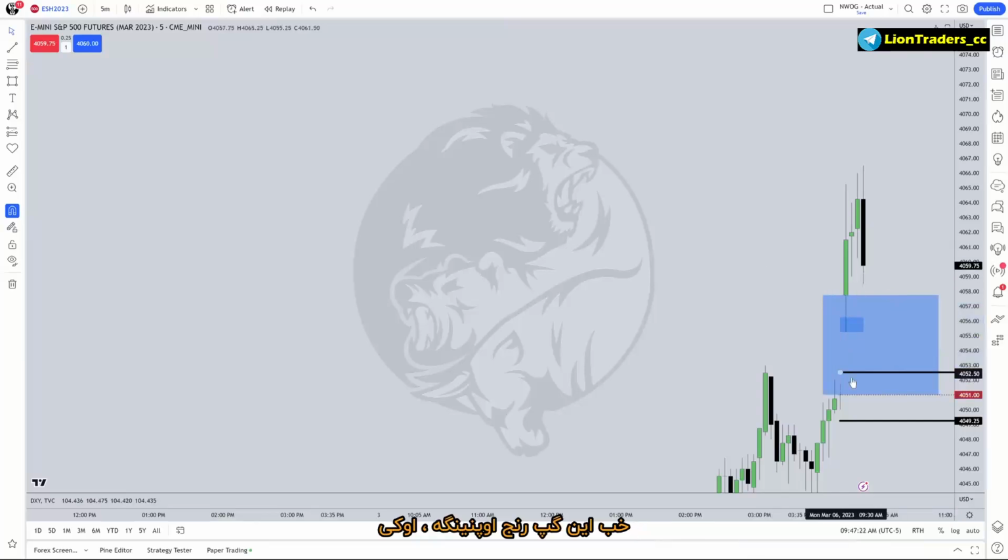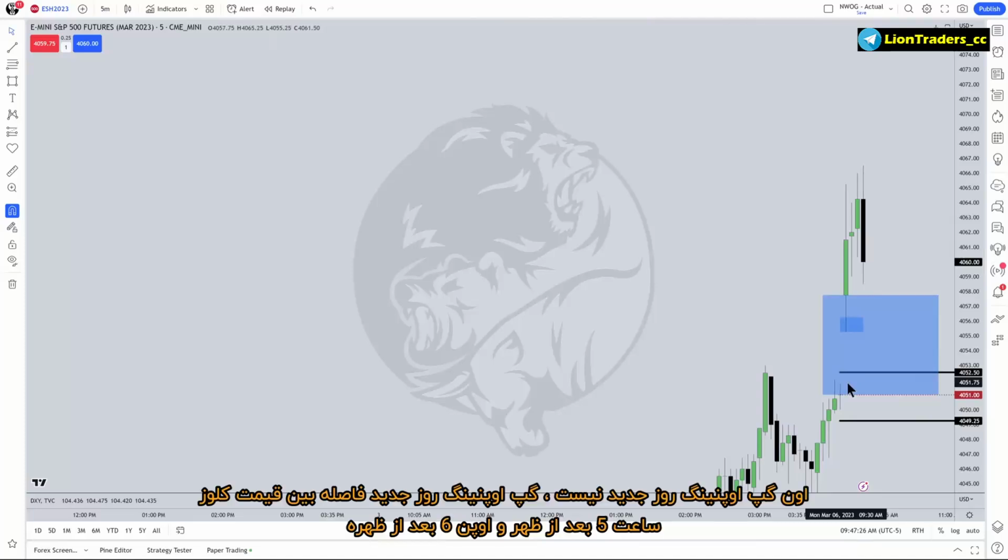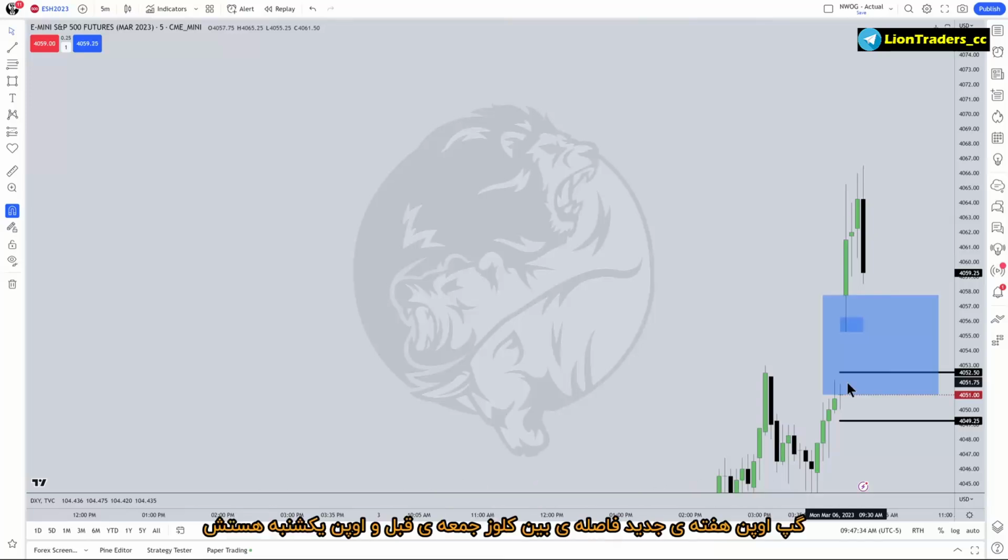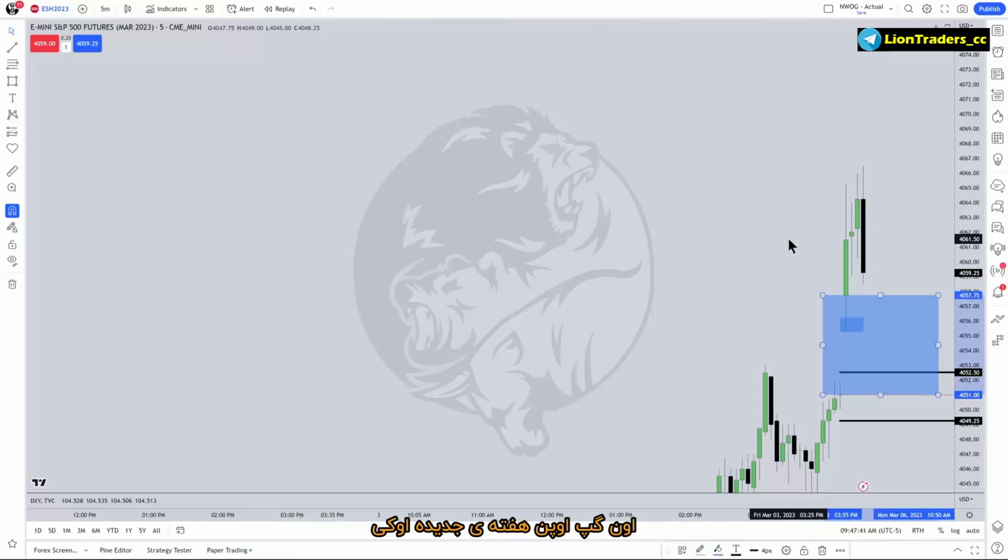So this is the opening range gap. That is not the new day opening gap. The new day opening gap is the difference between the closing price at 5 p.m. and the opening price at 6 p.m. The new week opening gap is the difference between last Friday's closing price and Sunday's first opening price. That's the new week opening gap.